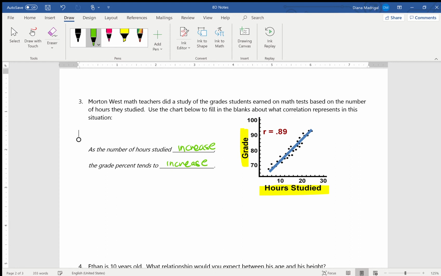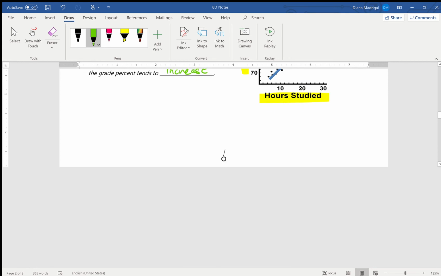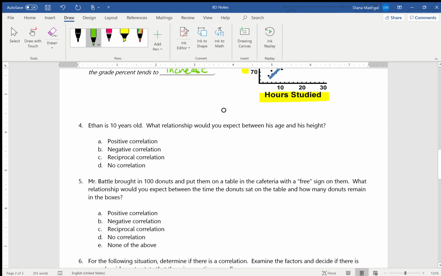With problems like this for target C, it shouldn't be that hard. It's just a little review of what correlation represents and what it means. For the next problems, all we have to do again is talk about the correlation, not causation, the relationship. So question number 4, Ethan is 10 years old.